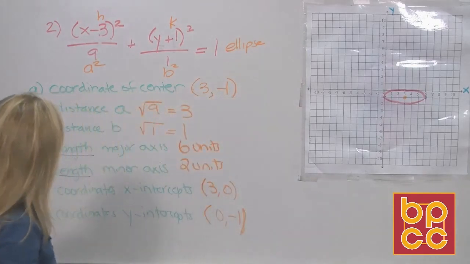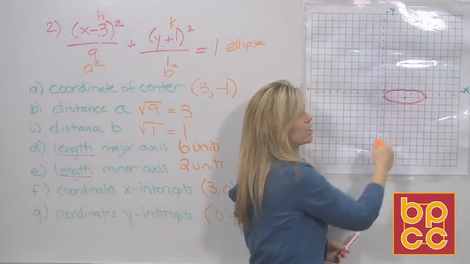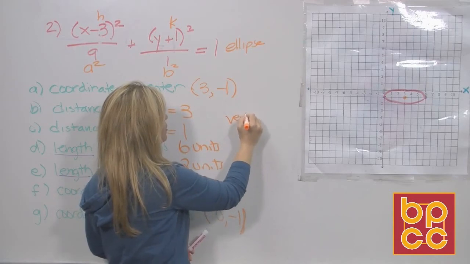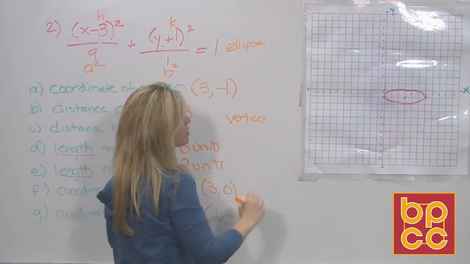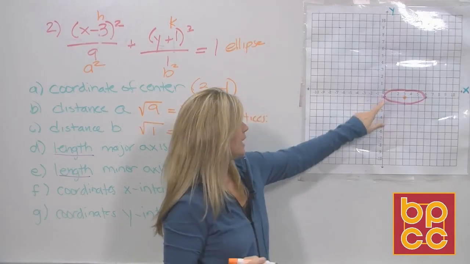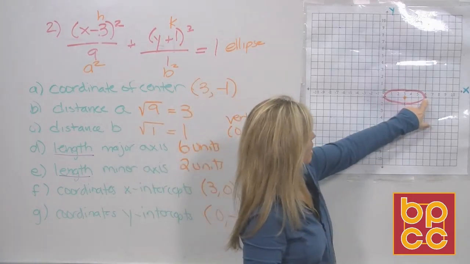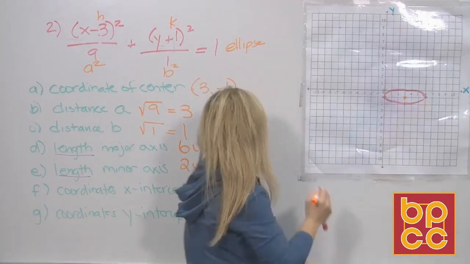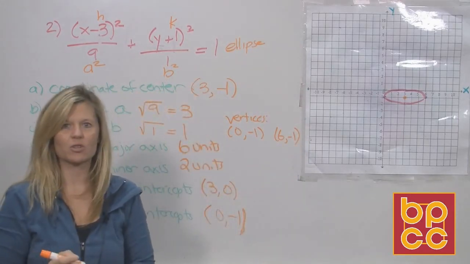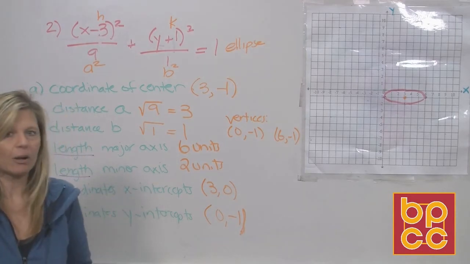All right? Just to reiterate one more vocabulary word. The 2 most important points on your ellipse are called the vertices. The vertices are where the major axis begins and ends. So if I asked you for the vertices, you would say, well, here's where the major axis begins, 0, -1. Here's where the major axis ends, that's 6, -1. So those 2 points are special. They're called the vertices. And that's all there is to it, guys and gals, how to graph an ellipse.